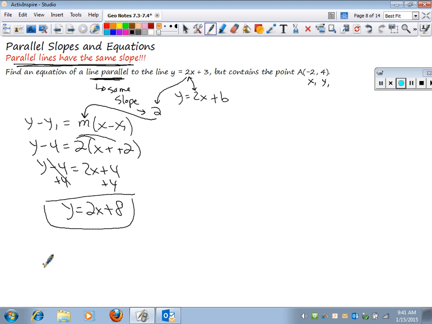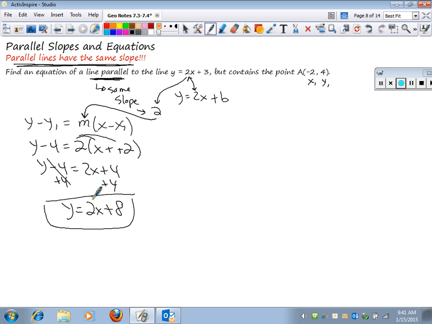Because it has to go through which point? Negative 2, 4. If it doesn't have an 8 here, it's not going to go through that point on your graph. It'll go through other points, but it won't go through the one you want. So you got to get the right b with the right slope so that it'll go through the point that you need. So that would be the answer that would go through that point, and it would have a parallel slope.